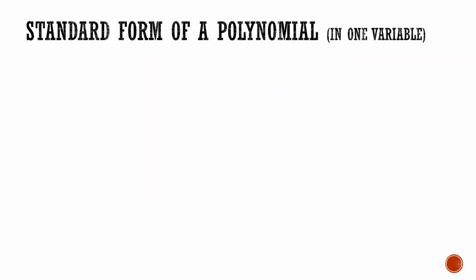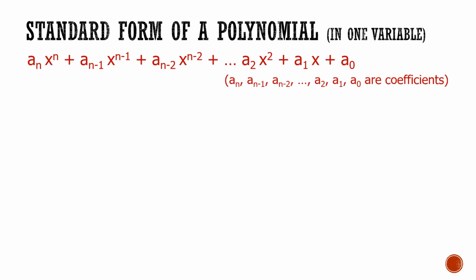Finally, we come to the standard form of a polynomial, specifically for one variable. Do not be overwhelmed with the expression. Just realize that a sub n minus 1, a sub n minus 2 are coefficients being multiplied to terms. Specifically, x to the n is the largest degree term, followed by x to the n minus 1, the next largest degree term, until you get down to the constant, which is a sub 0.